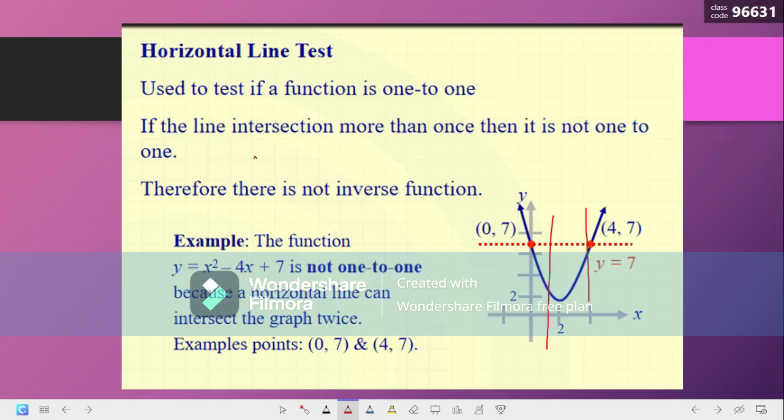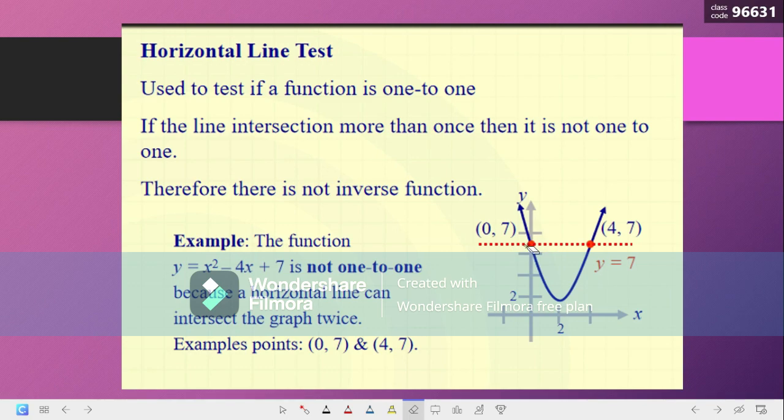However, the question is, we are now talking about the horizontal line test. For us to know if this is a one-to-one function, we need to use the horizontal line test. If the line intersects more than once, then it is not one-to-one. So here is an example of a horizontal line, and the horizontal line intersects two points on this graph. Therefore, it is not a one-to-one function.